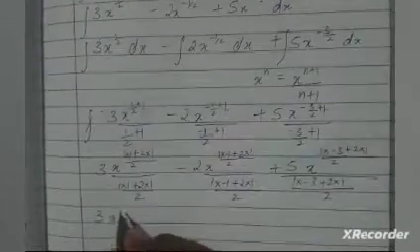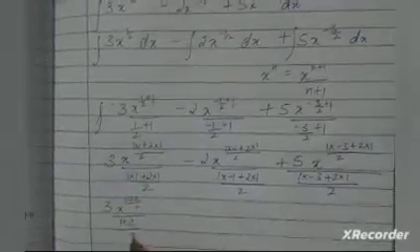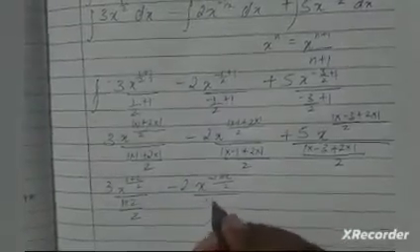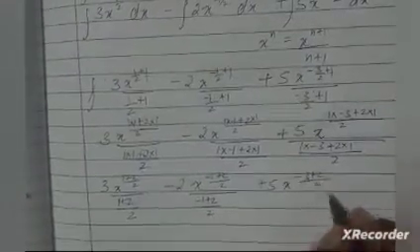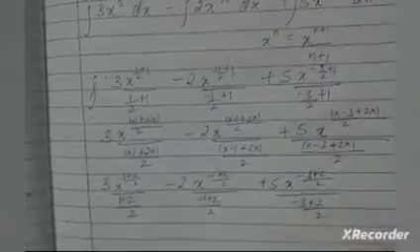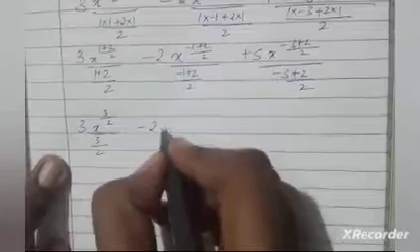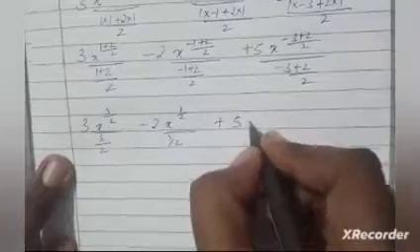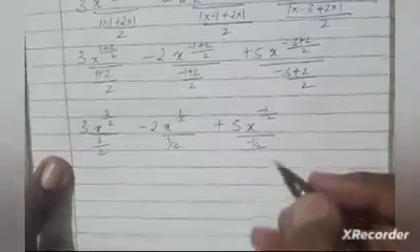Now 3x raised to (1 plus 2)/2, minus 2 x raised to (-1 plus 2)/2, plus 5 x raised to (-3 plus 2)/2. Now 3 x raised to 3/2, minus 2 x raised to 1/2, plus 5 x raised to minus 1/2.